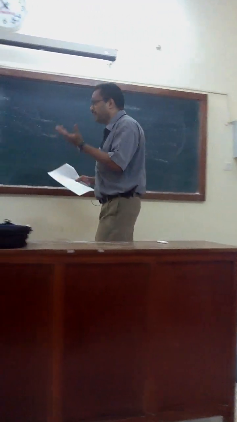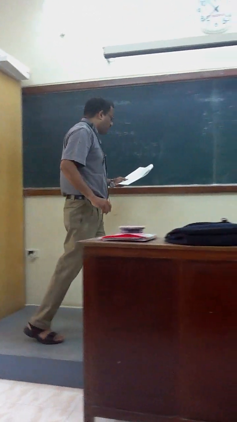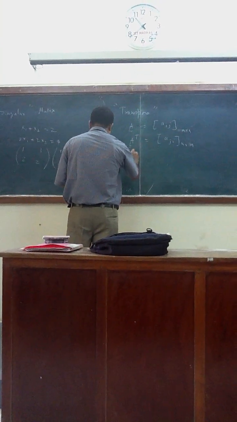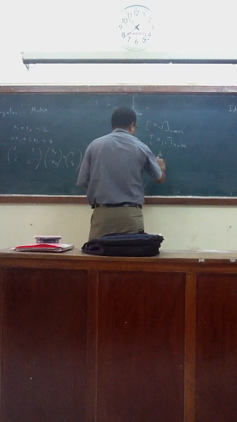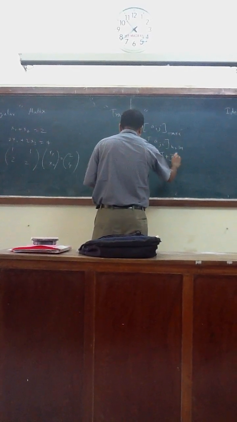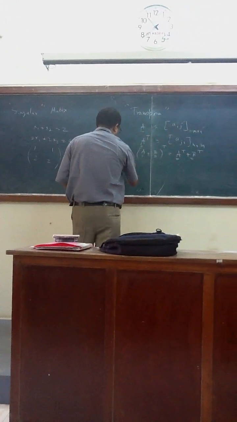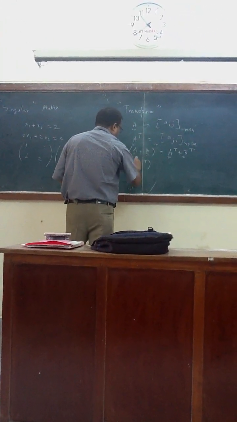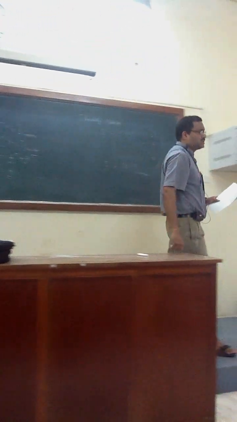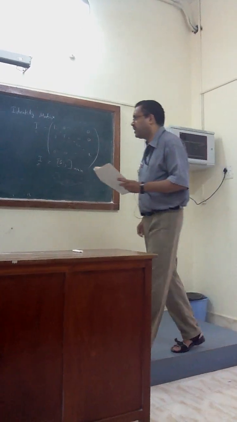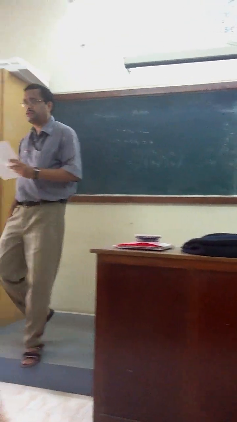We have seen multiplication properties, and now we look at transpose properties. Property number 1: (A plus B) transpose is A transpose plus B transpose. Number 2: the transpose of A transpose is the same matrix A. You take the transpose again and you get the same matrix.